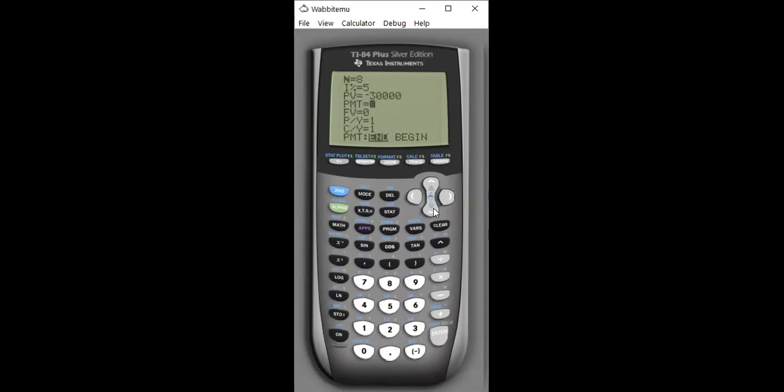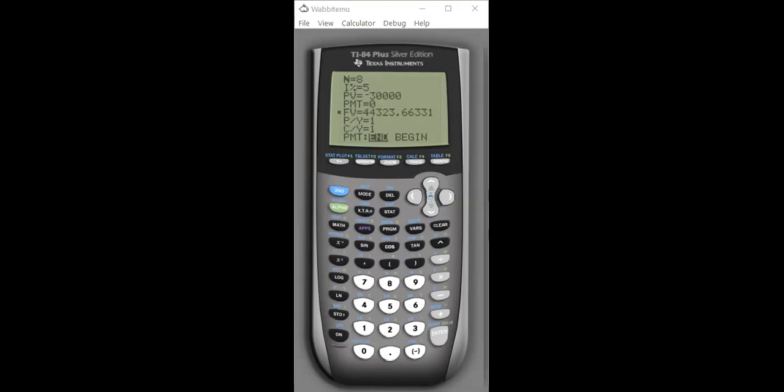Negative 30,000. And then you say you're compounding annually. That means every year you're compounding once, so it's 1. Now you want to find your future value. So you put your cursor on the future value, then you do alpha solve. So you will get your future value of 44323.66. That's your future value here.